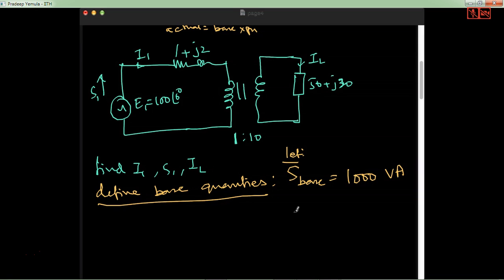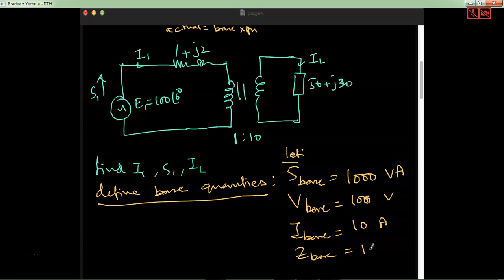Now, I said two base quantities you have to select, the other two you will calculate. So what is the other one? Let's say V base, let's take 100 volts. So S base is 1000 volt amperes and voltage base is 100 volts. Automatically now, what is I base? Based on the above two, I base is 10 amperes and Z base is 10 ohms. Okay, so like this you are getting the base quantities.